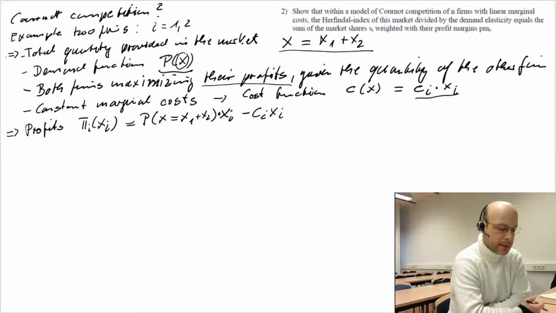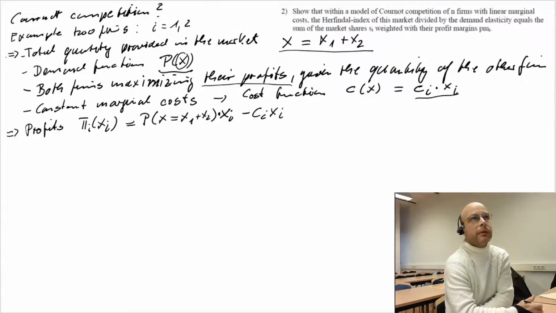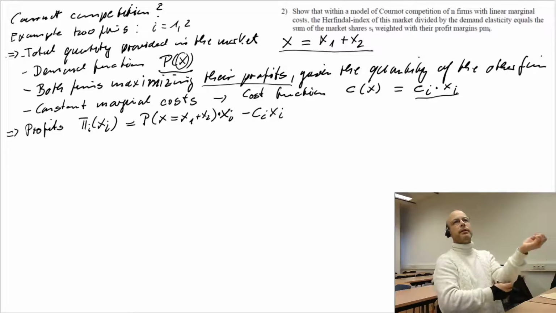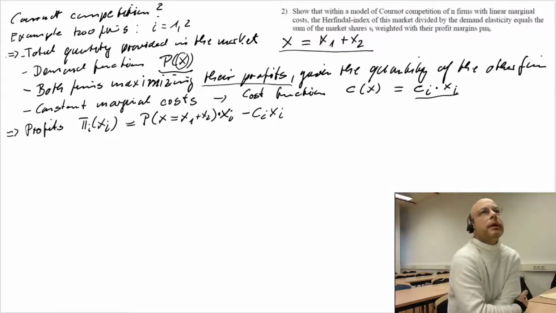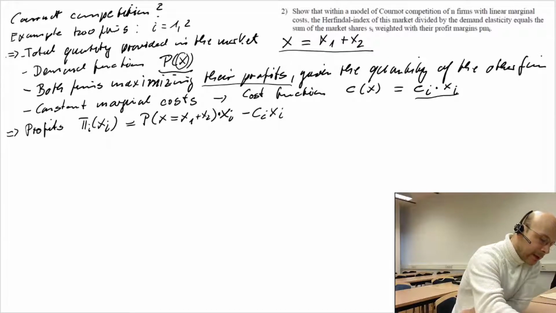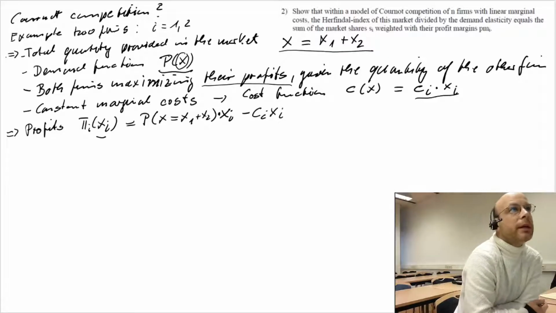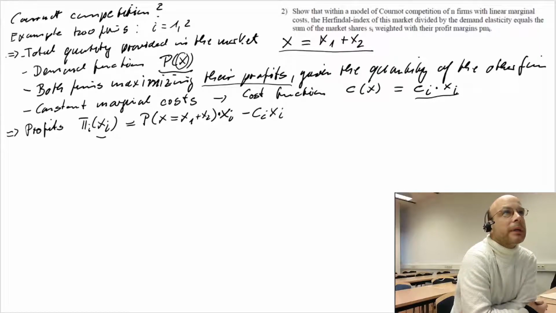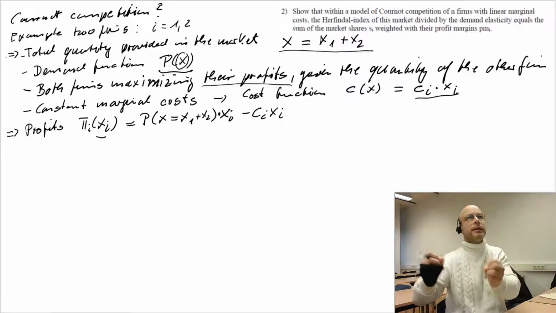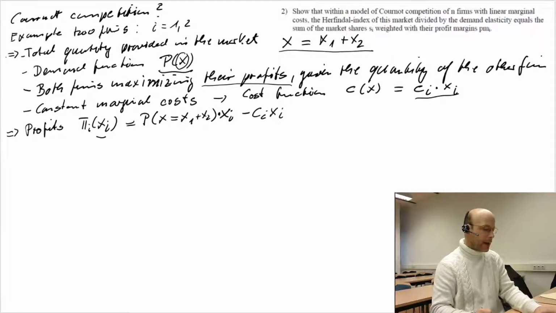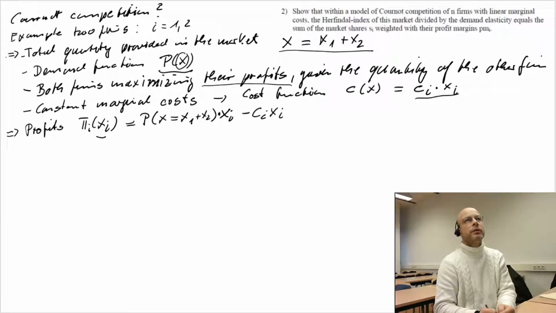Yes, and then setting this to 0. So I have to calculate the first derivative with respect to my quantity in my firm, and then setting this to 0, I have to do all the calculation. This we want to do now in general. So now we are looking at n firms and not only at two firms.